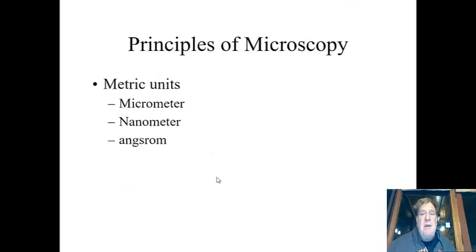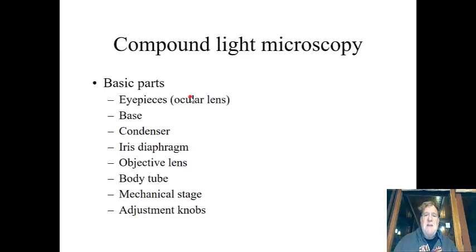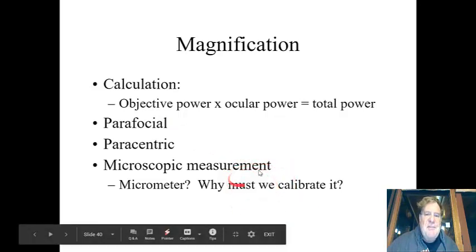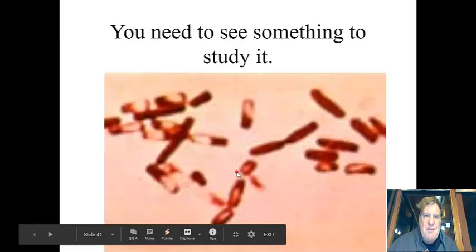In microbiology, we're going to be looking at some units: the micrometer, the nanometer, the angstrom. We're going to be talking about this in lab this week. Basic parts of the microscope include the eyepiece, base, condenser, iris diaphragm, and objective lens, and again, we'll talk about that during lab this week. We will need to look at magnification calculation. Magnification is the objective power times the ocular power. You need to know that microscopes are parfocal and parcentric, and you need to know how to measure something in the microscope.